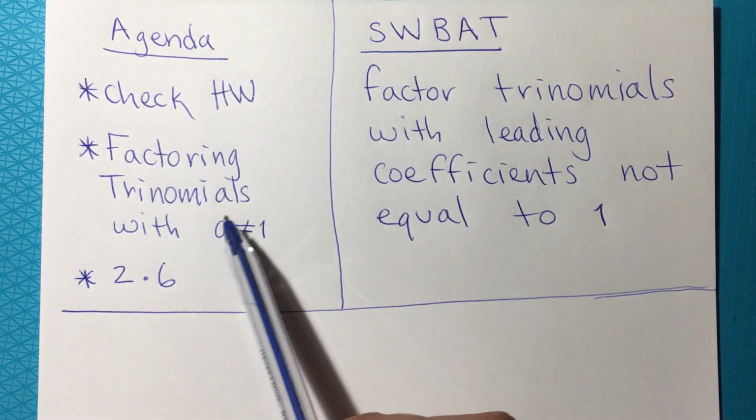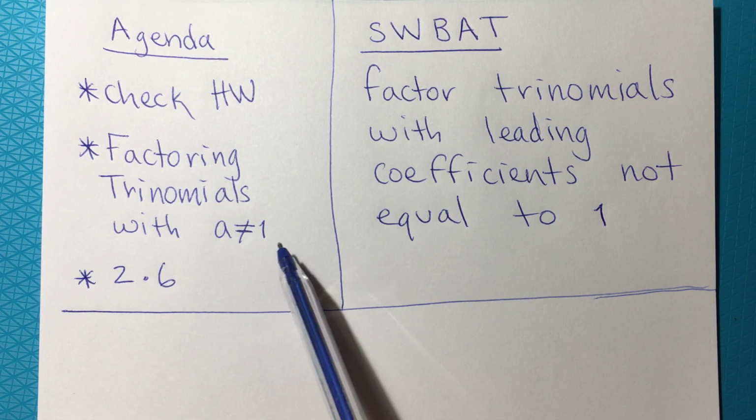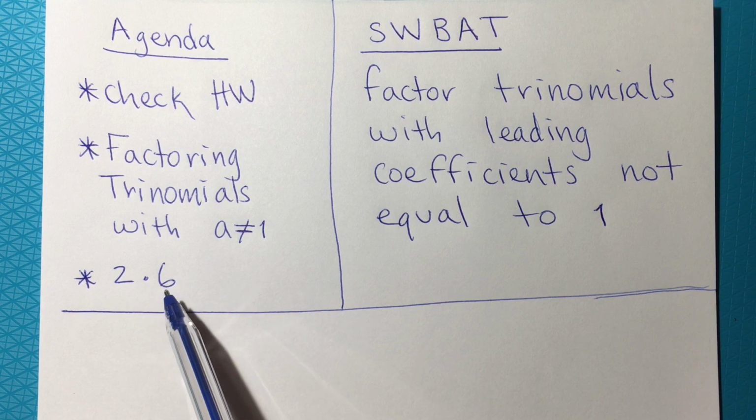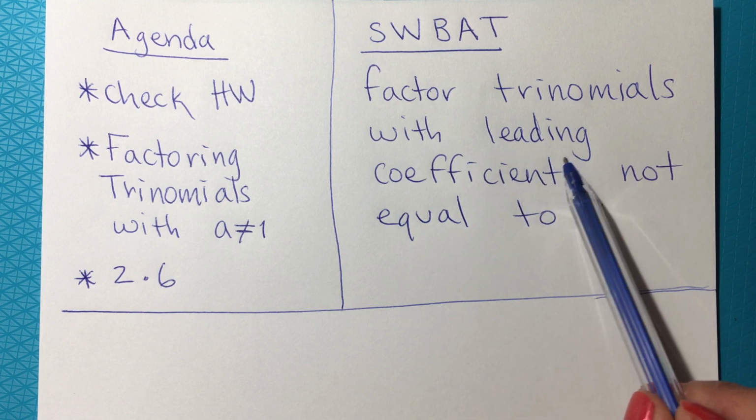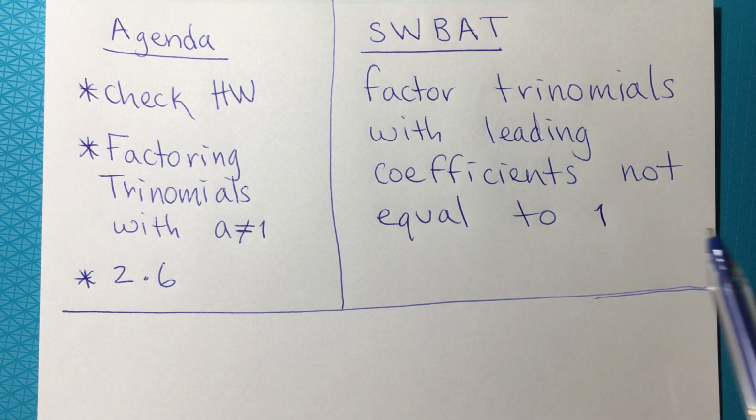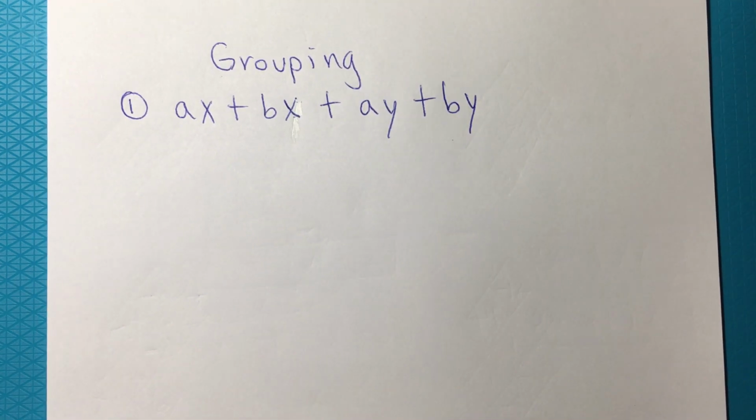We'll be factoring trinomials with a not equal to 1 and you will be able to do 2.6. Today students will be able to factor trinomials with leading coefficients not equal to 1. But before we do that, we're going to apply something that is called grouping.